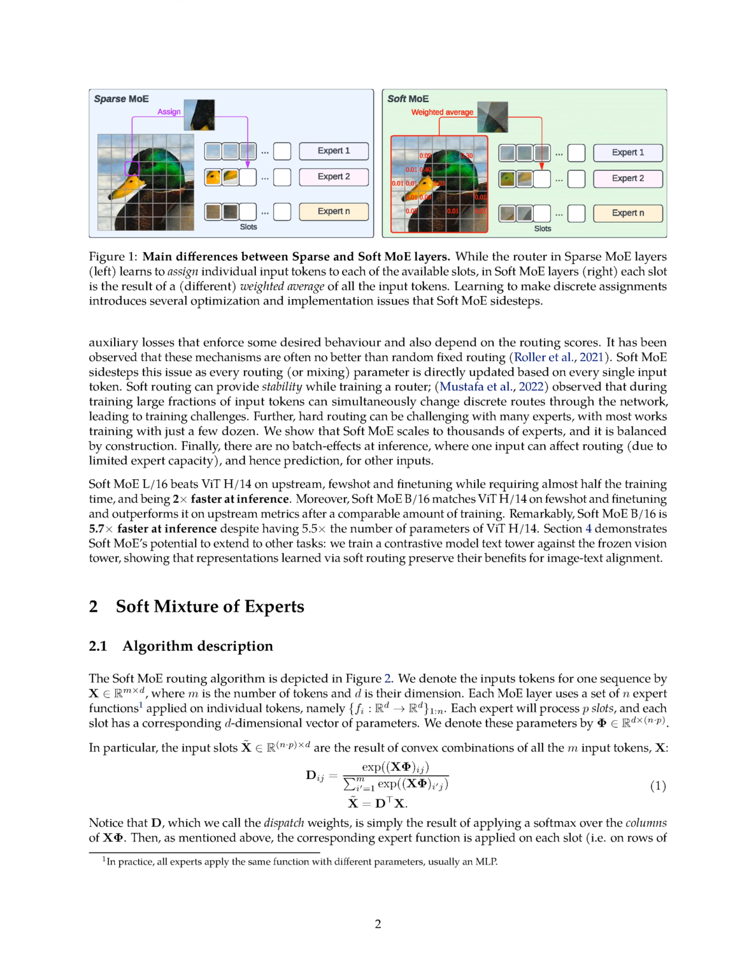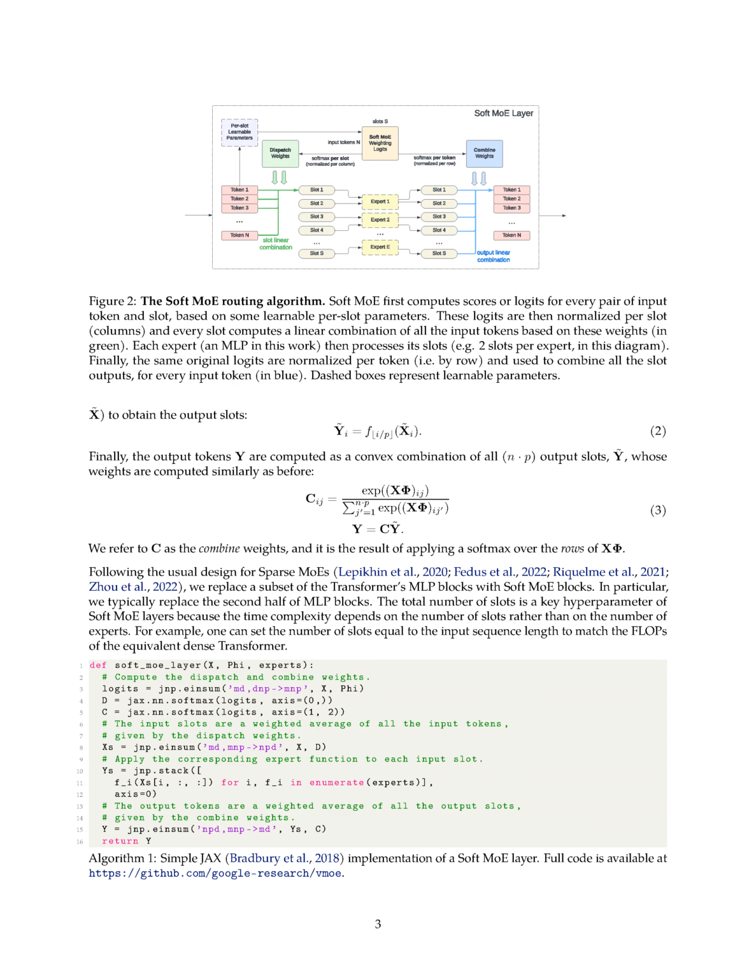specific way. This is done by applying a softmax function over the columns of x phi, which we call the dispatch weights, D. After that, we apply the corresponding expert function to each slot, i.e., on rows of x tilde, to get the output slots, represented as y tilde. Finally, we compute the output tokens, y, as a combination of all output slots, y tilde. The weights for this combination are computed in a similar way as before, by applying a softmax function over the rows of x phi. We call these the combine weights, C.